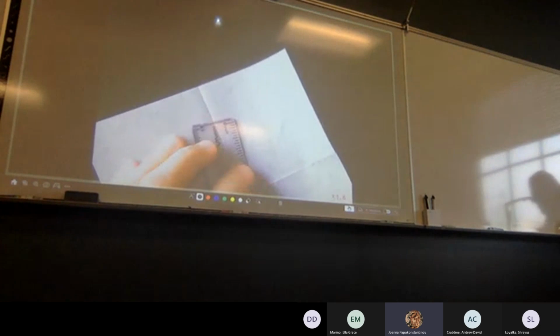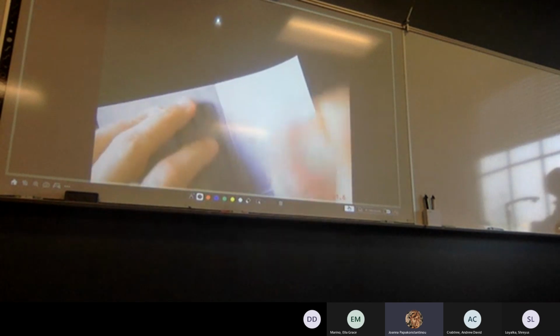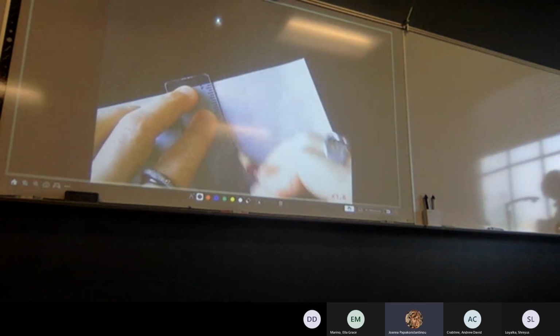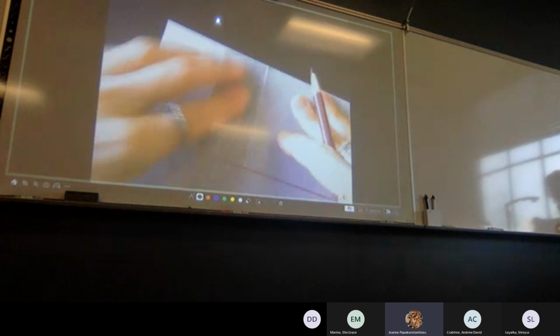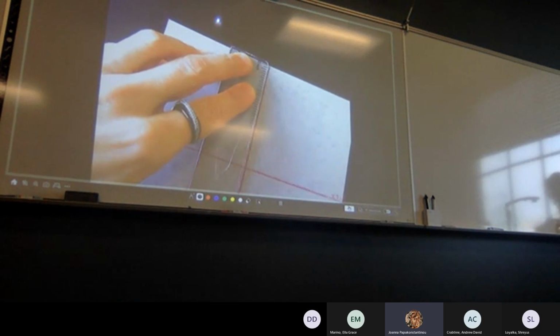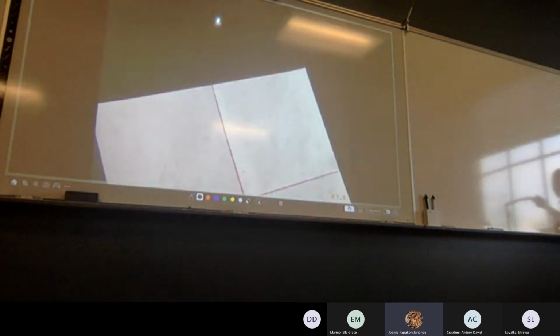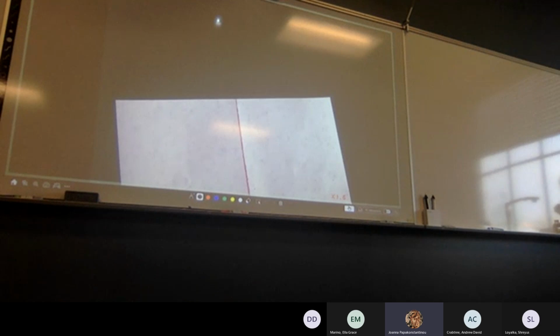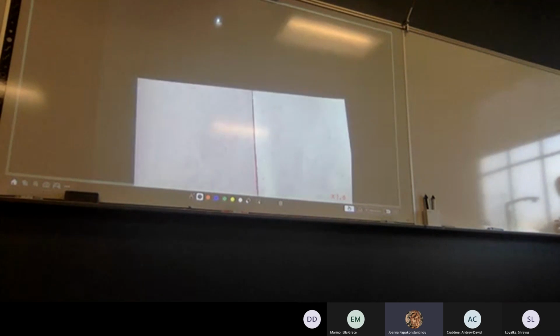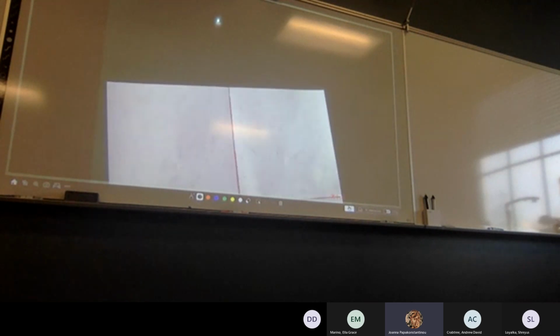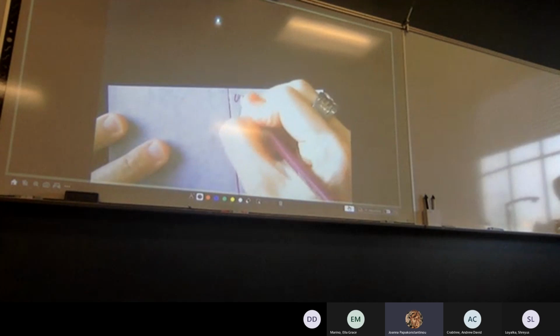Wait, just one of them or all of them? Just one of them. We have many investigations. This is the first investigation. You will do that for all of them eventually, but this is the first one. So this is investigation 1. Fold a sheet of patty paper, form the x and the y axis.